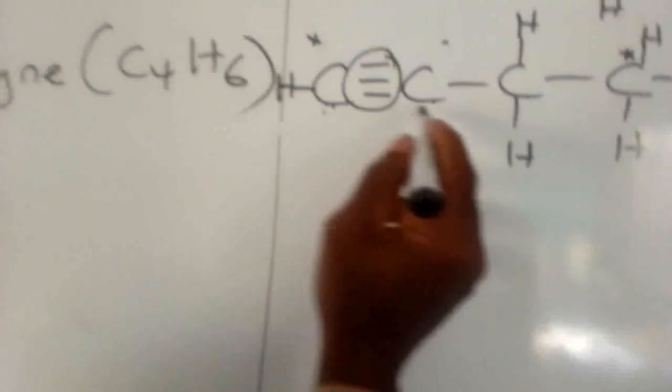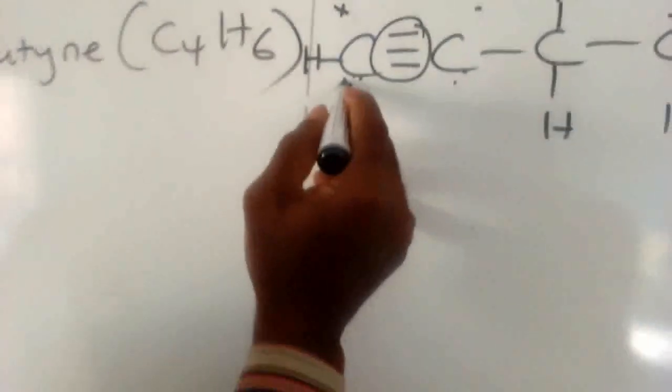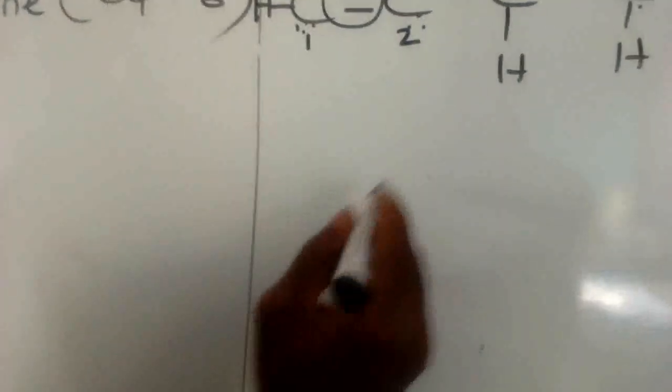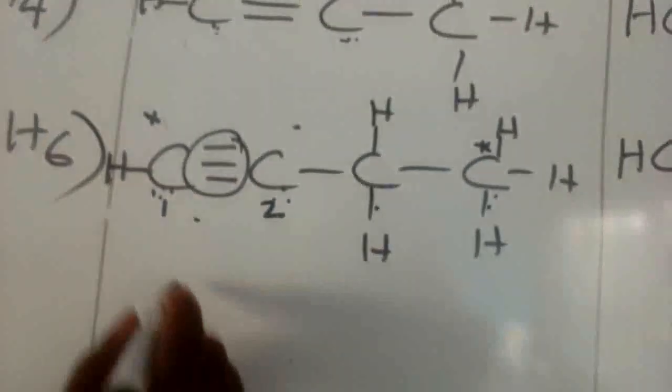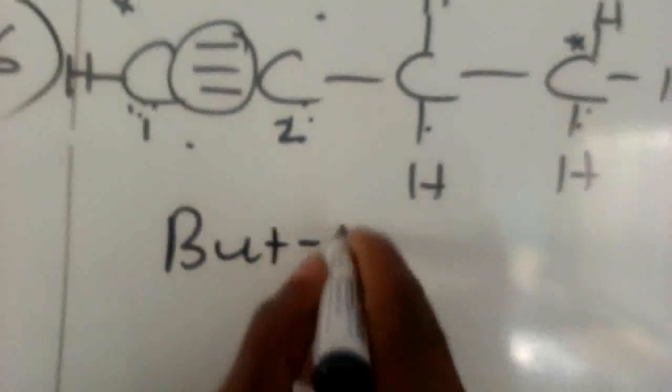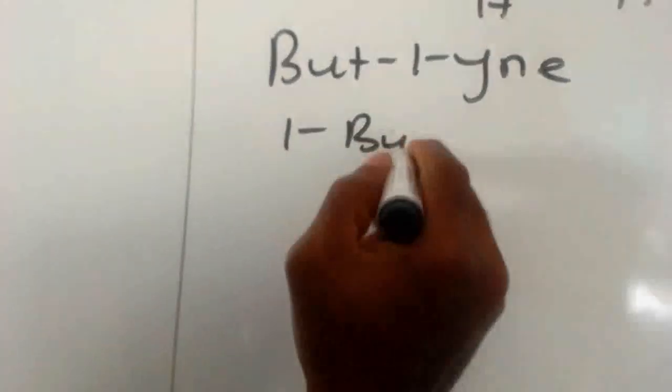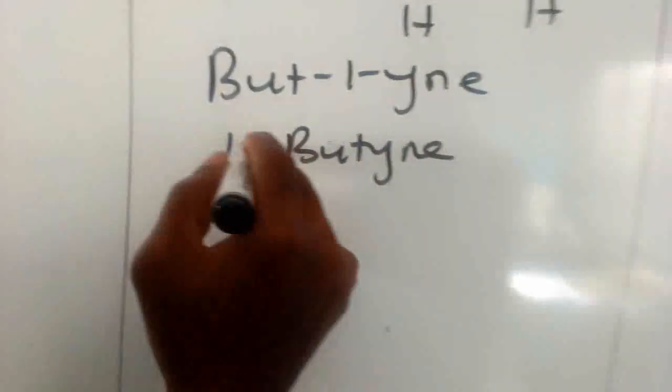So here is 1, 2. This gives us 1, 2, 3, 4. So this is preferable, as it gives a smaller value. So this is 1, 2, 3, 4. This is now called butyne, but-1-yne, the name of the compound.